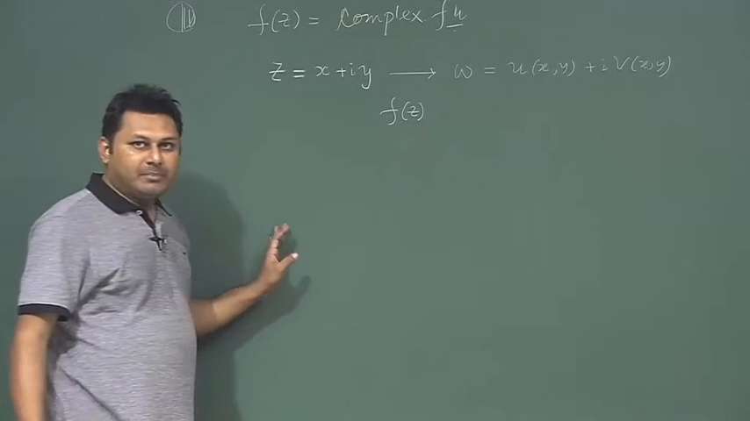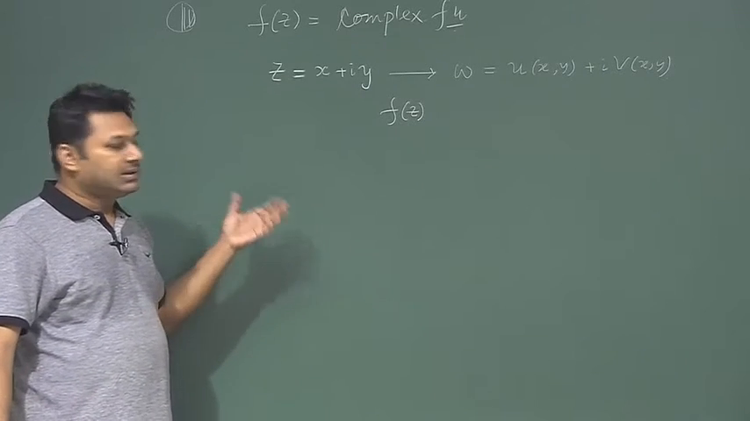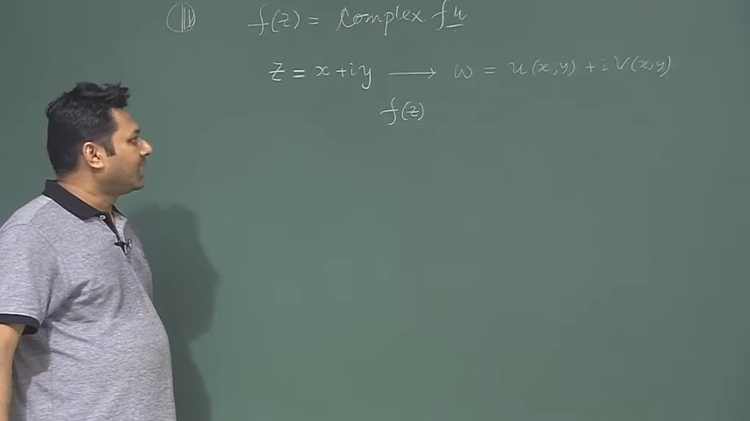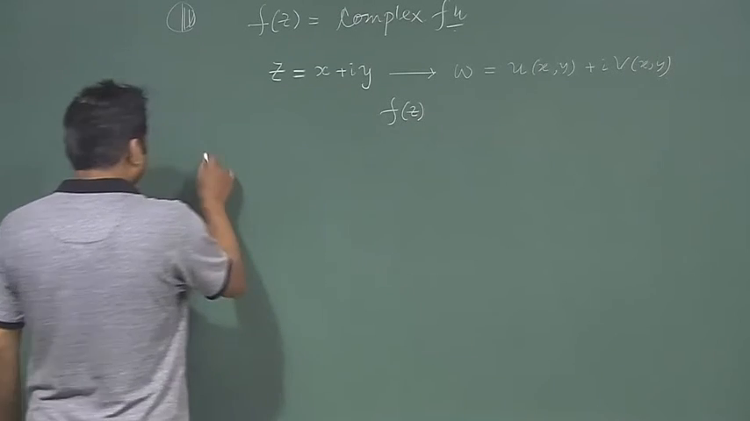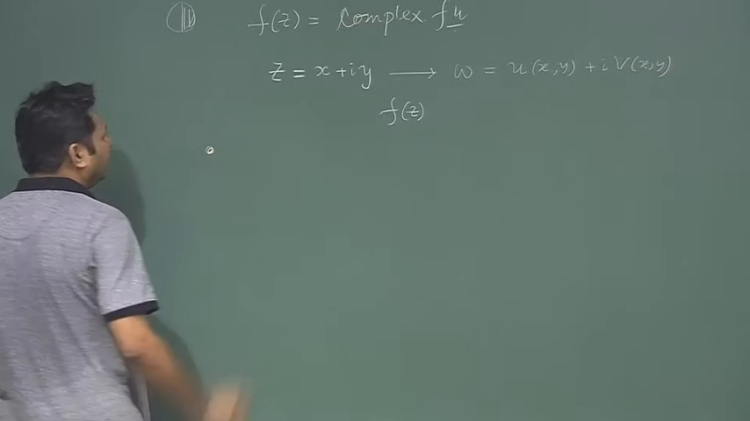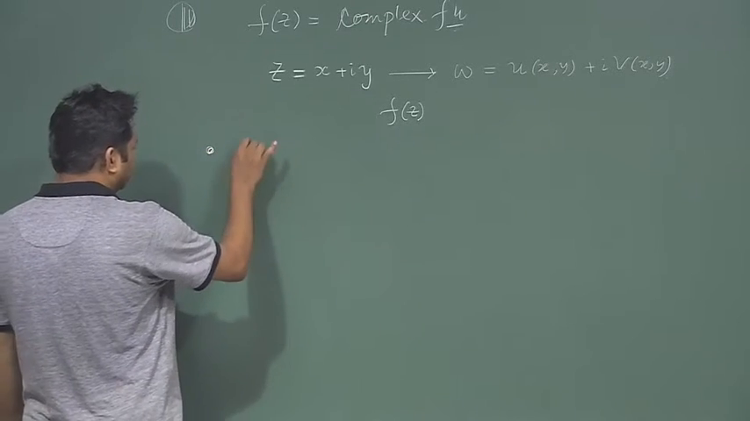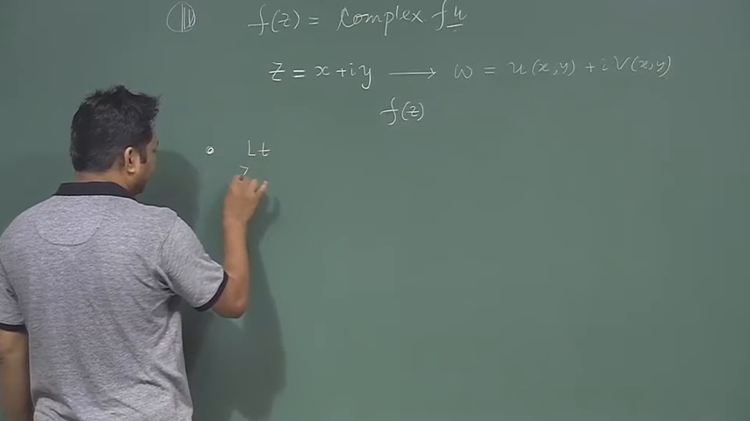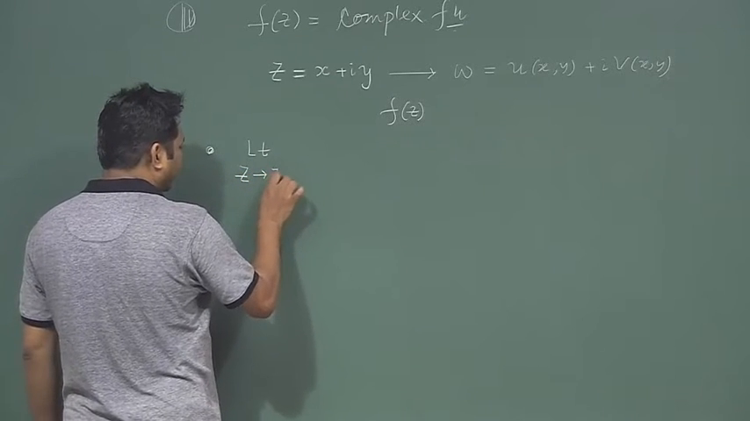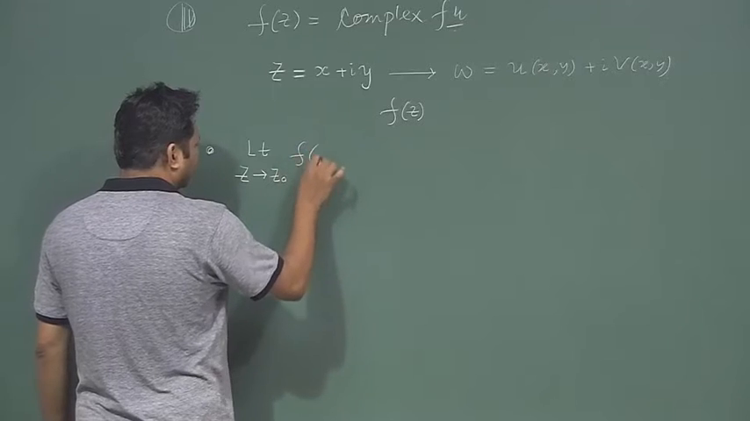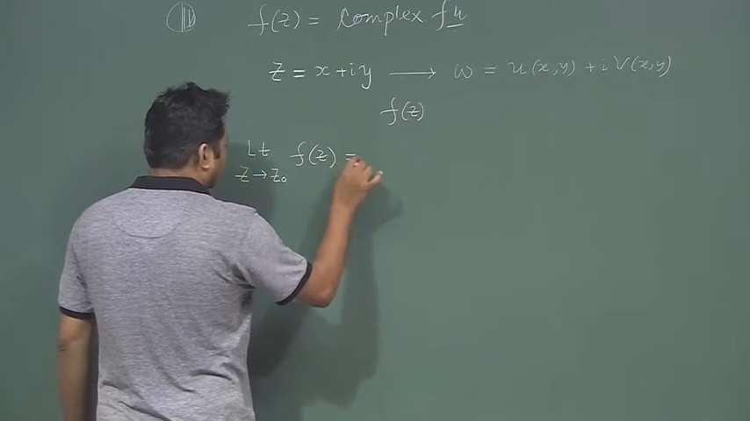We have shown examples and a few numerical problems in the last class. We will not do any other problems right now. So the next thing was, when the function is defined, we define the limit, say limit z tends to z0 of f(z) is L.